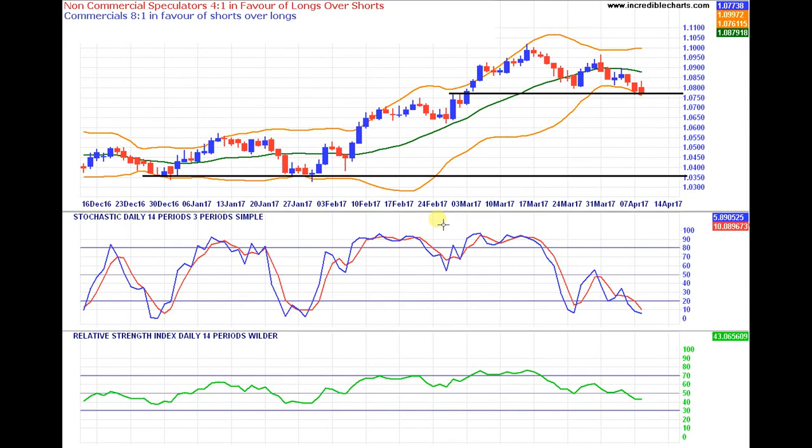On AUD NZD, the daily chart, I've just drawn two lines for a moment. I'll explain how I'm going to play this chart in a moment. But first of all, CFTC Net Traders ratios: non-commercial speculators 4-1 in favour of longs over shorts, so bullish the Aussie. Commercials have built up an 8-1 position in favour of shorts over longs. So they've got heavily bearish, so they're expecting a breakdown.